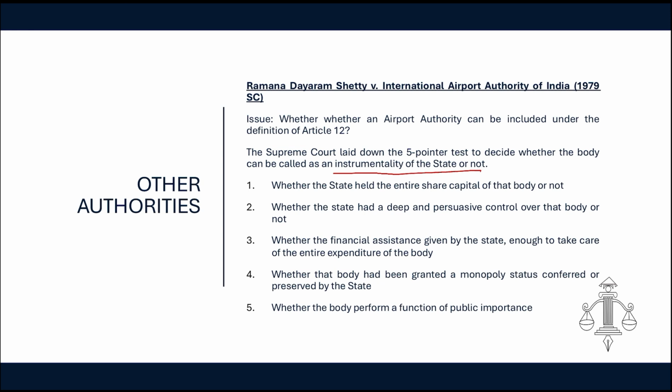Fourth, you have to check whether that body had been granted a monopoly status conferred or preserved by the state. जैसे Indian Railways को monopoly status granted है and it is preserved by the state. No private company can run railways in India right now. And the fifth condition, whether the body performs a function of public importance or not. If any of these conditions is satisfied by that institution, then that institution would be known as state under Article 12.